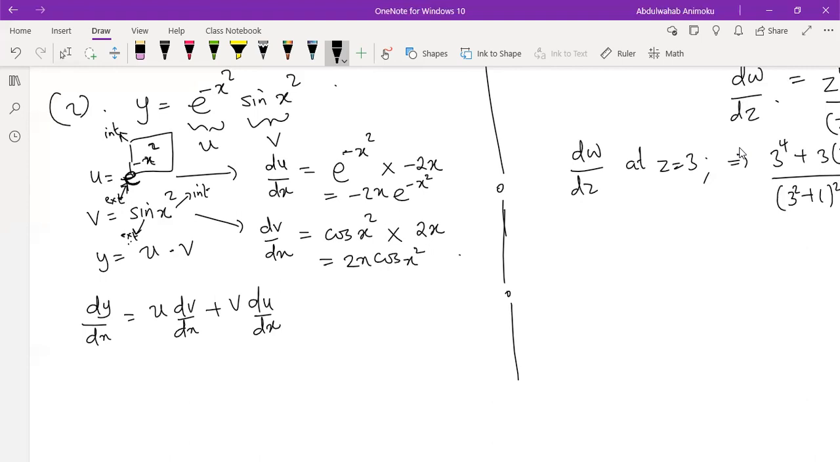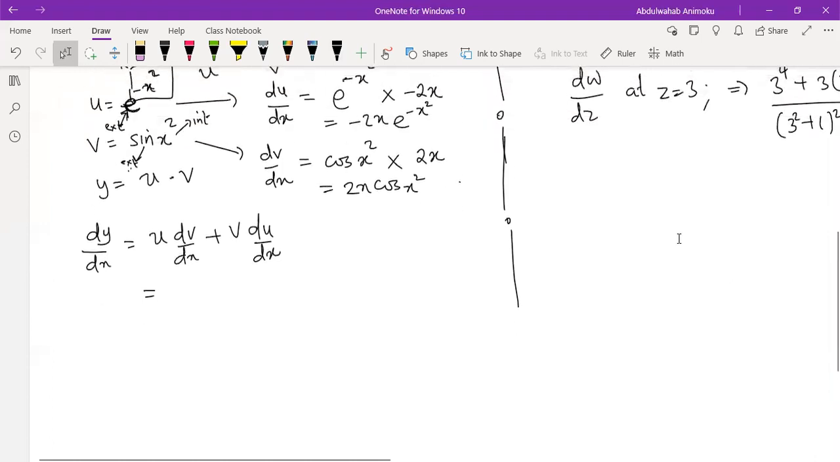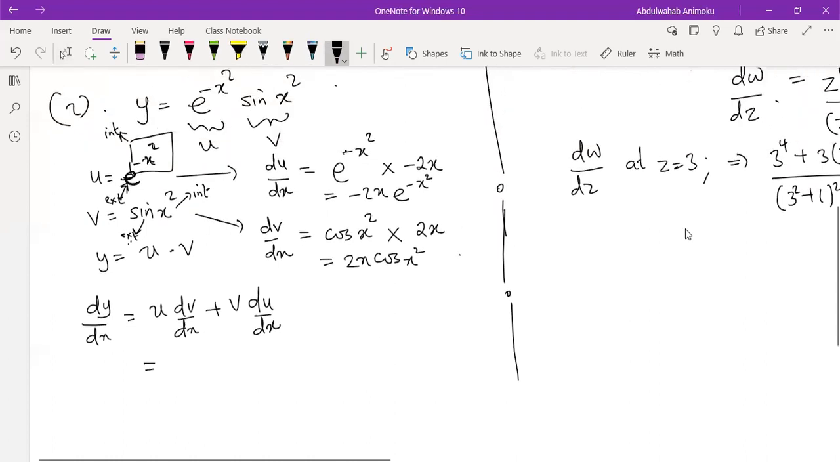Now that I have this, I can just quickly substitute this into the function that I have, which is derivative of y with respect to x, and then finish the problem that way. Now let's just write this.